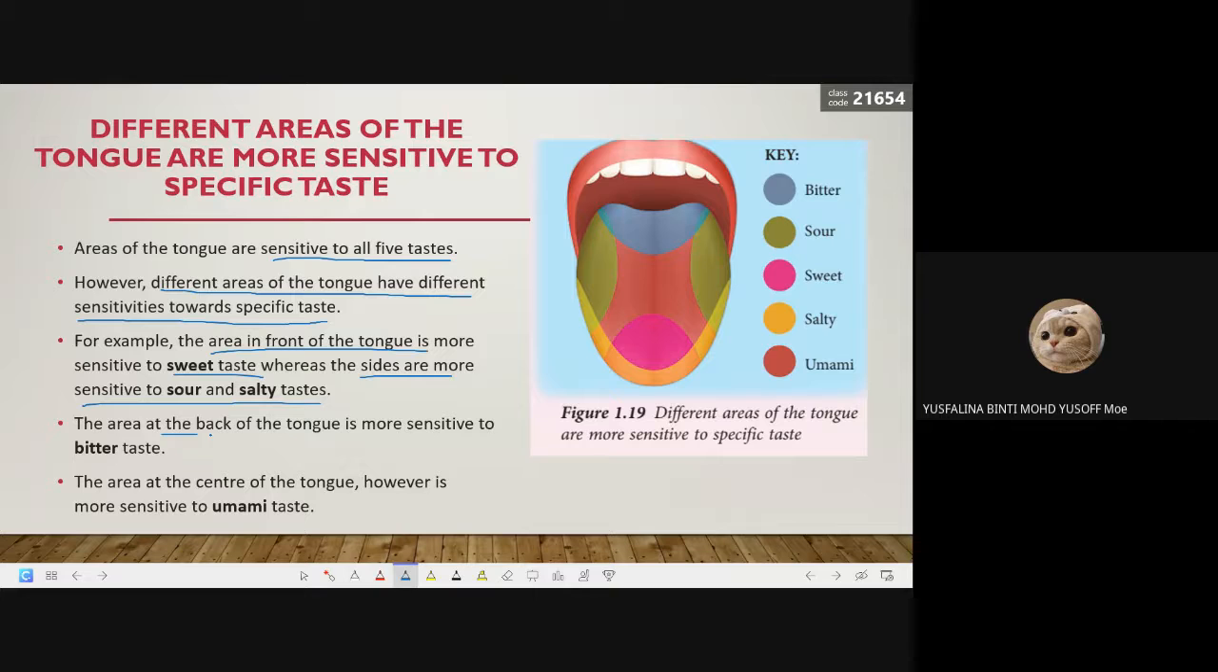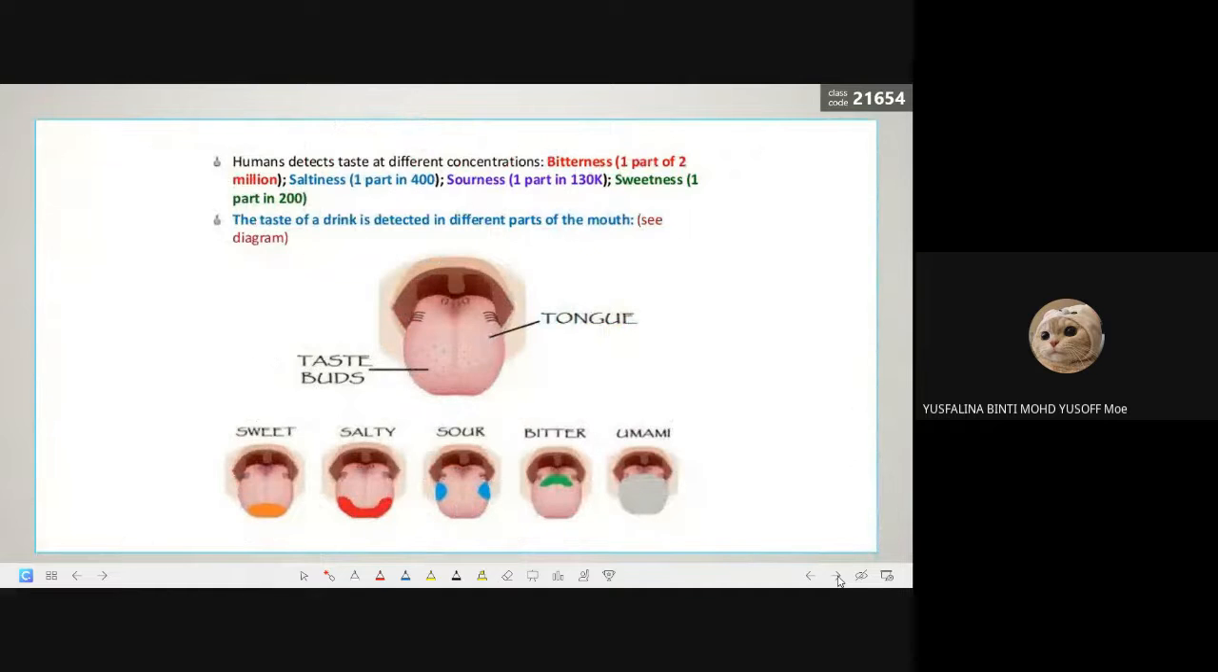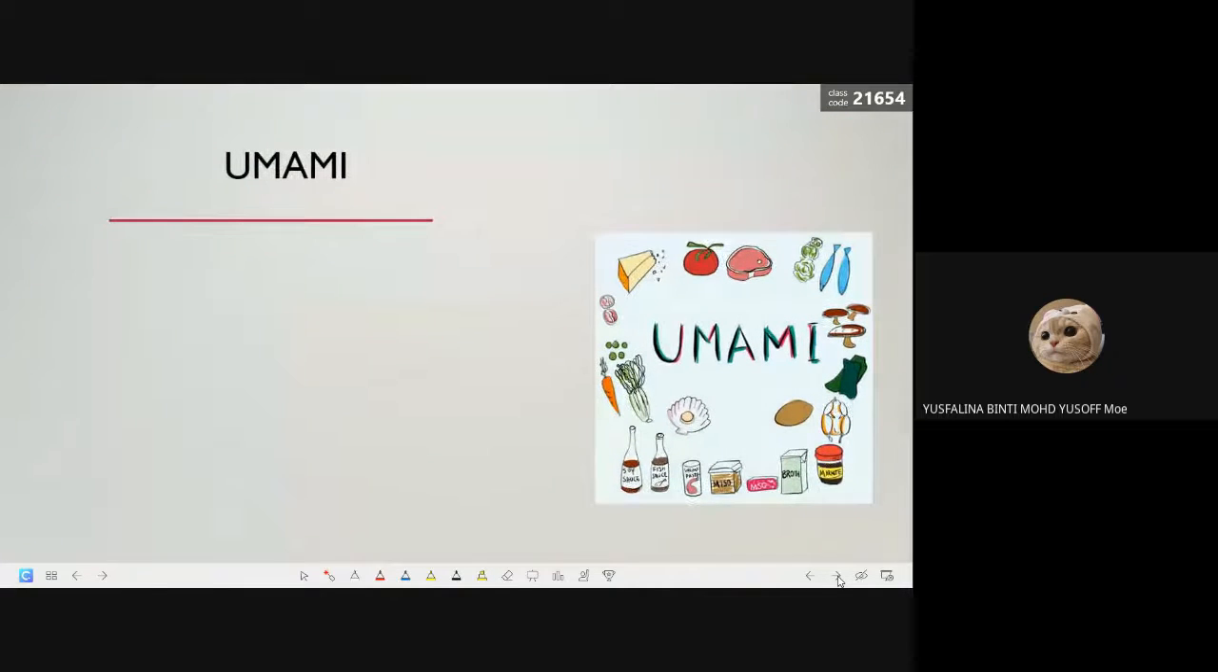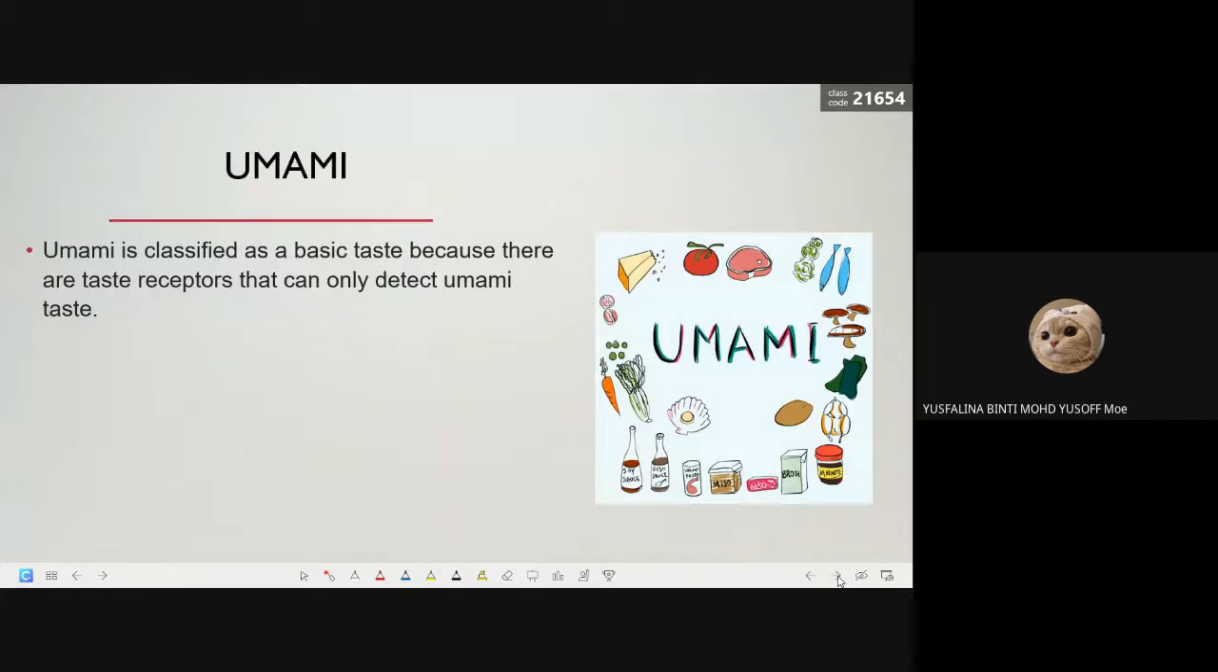So the back area of the tongue is more sensitive to bitter taste. The area of the center, however, is more sensitive to umami. So umami, yes, right at this part. So actually, what is the taste of umami?